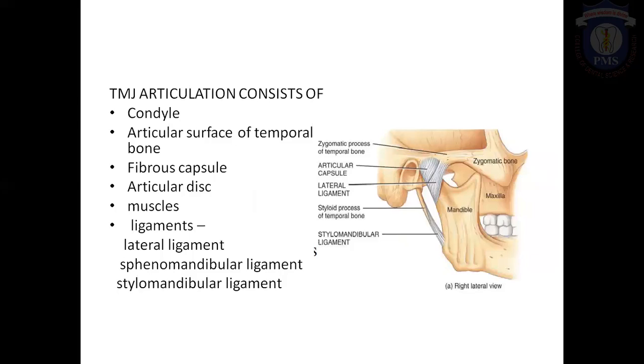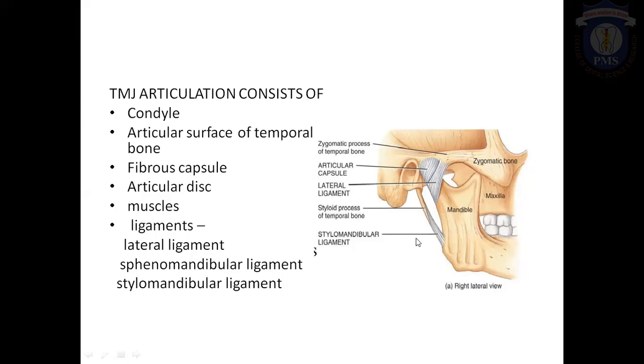Then anatomy of TMJ, that is, the articulation of TMJ consists of a condyle. This is the condyle, then articular surface of temporal bone, then a fibrous capsule around it, then articular disc, then muscle and ligaments, and the ligaments include sphenomandibular ligament, stylomandibular ligament, and lateral ligament.